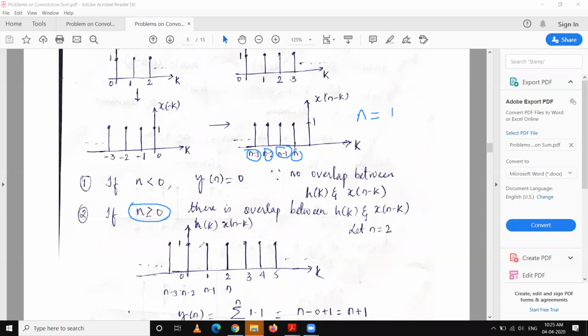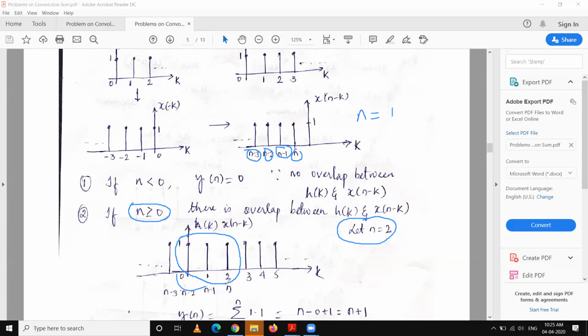So if I take n equal to 2, then what will the overlapping part be? In this example, this n will come to 2, n minus 1 will come to 1, n minus 2 will be at 0, and n minus 3 will be at minus 1, because it is 2 minus 3. So which is the overlapping part? The overlapping part is from 0 to this value. From this point to this point is the overlapping part.